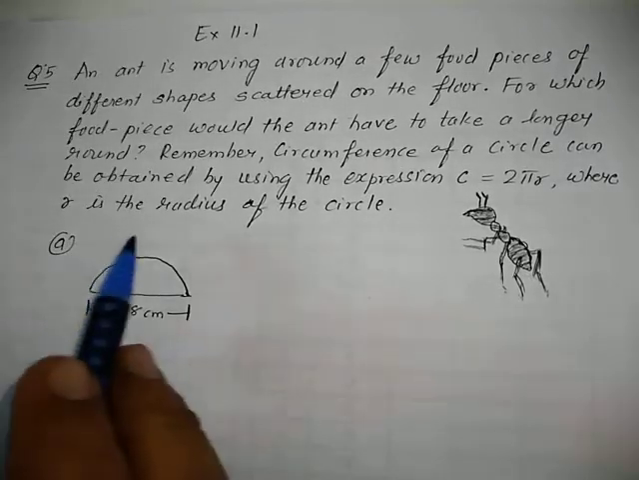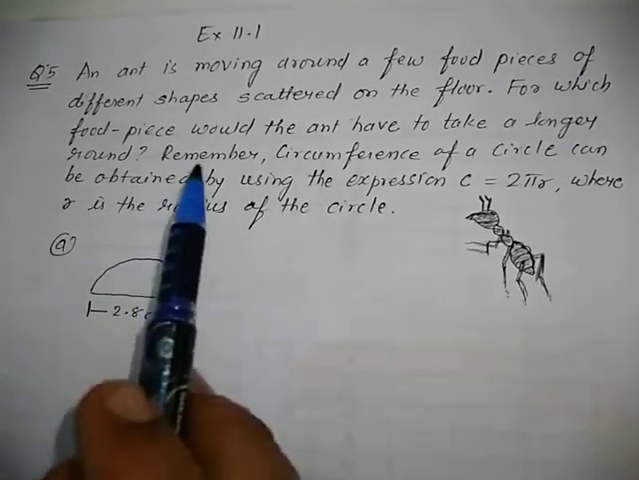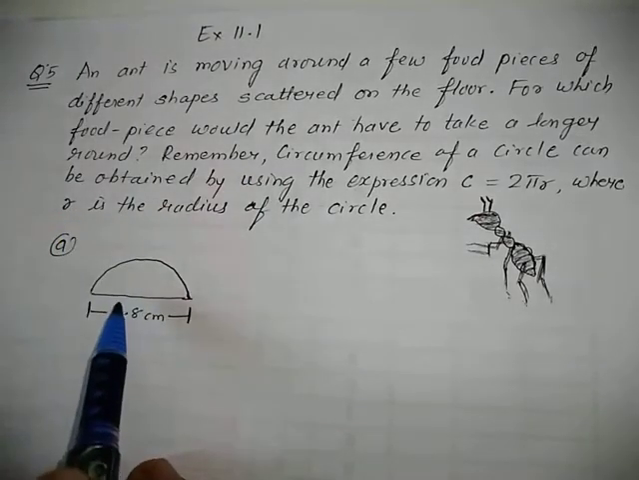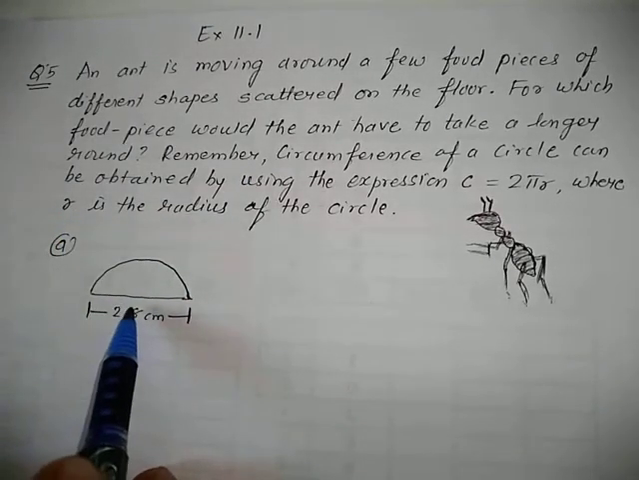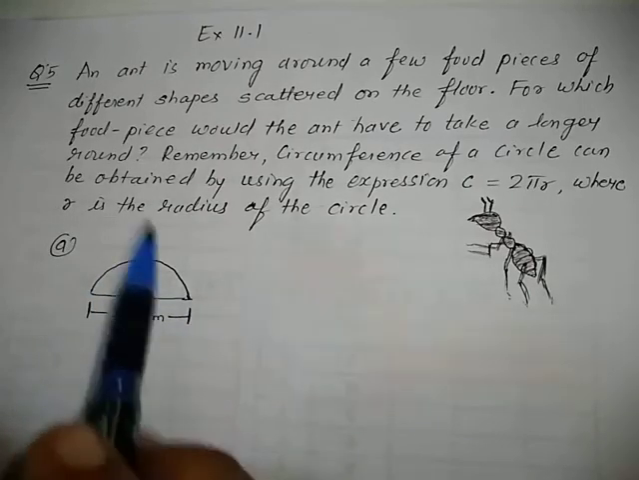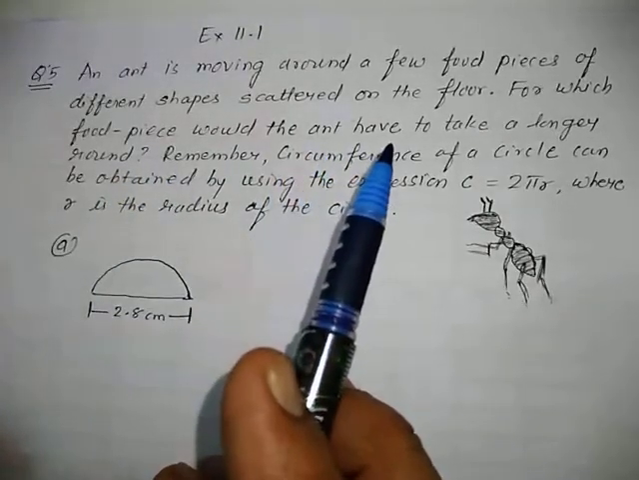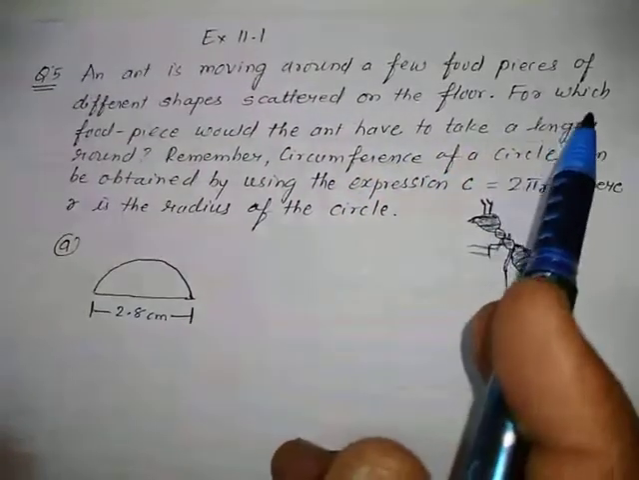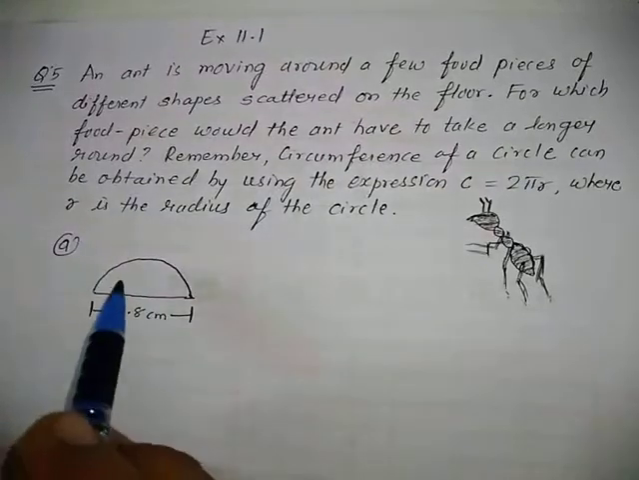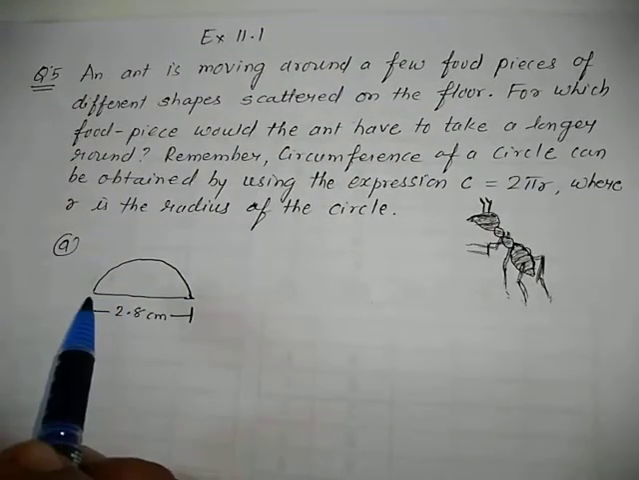Dear friends, we continue with the next sum, exercise 11.1, question number 5. Here in this question, three figures are given, and based on those three figures, we want to solve the sum. An ant is moving around a few food pieces of different shapes scattered on the floor. Suppose the food items are scattered in this shape.